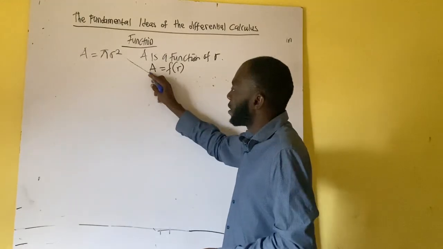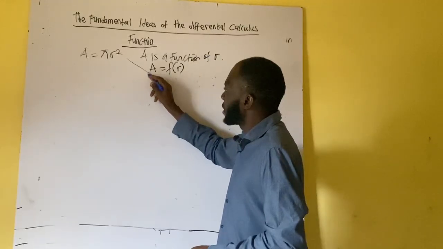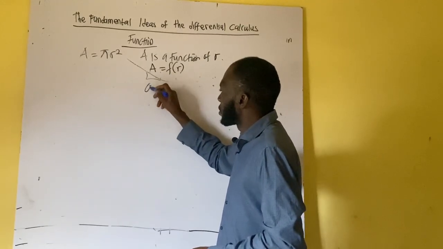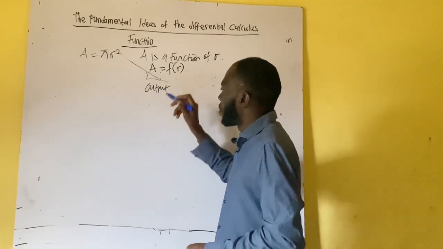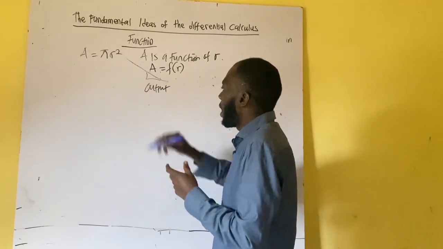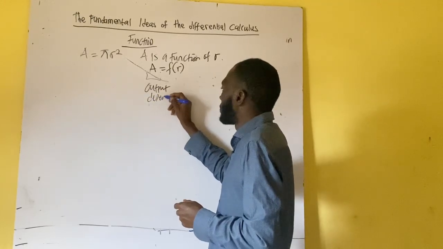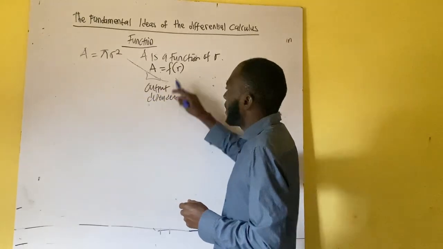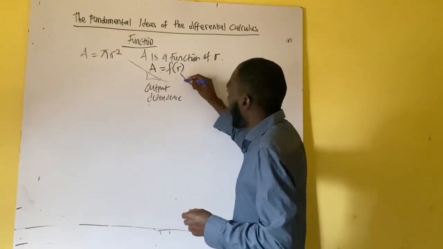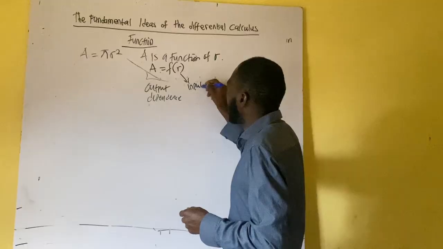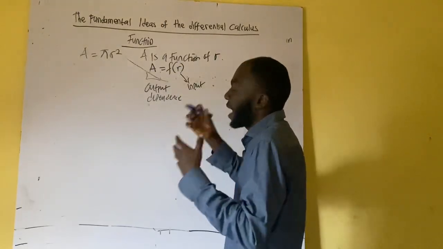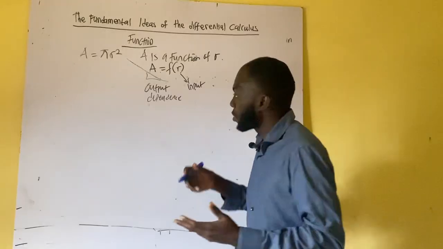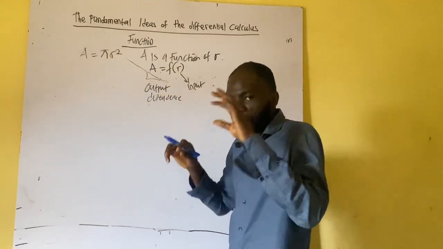Like now, this A is a variable, this R is a variable. So we're looking at this output here, we know it to be our dependent variable. It depends on this R. While this R is our input. That is, I can have different kinds of R to give me one output.